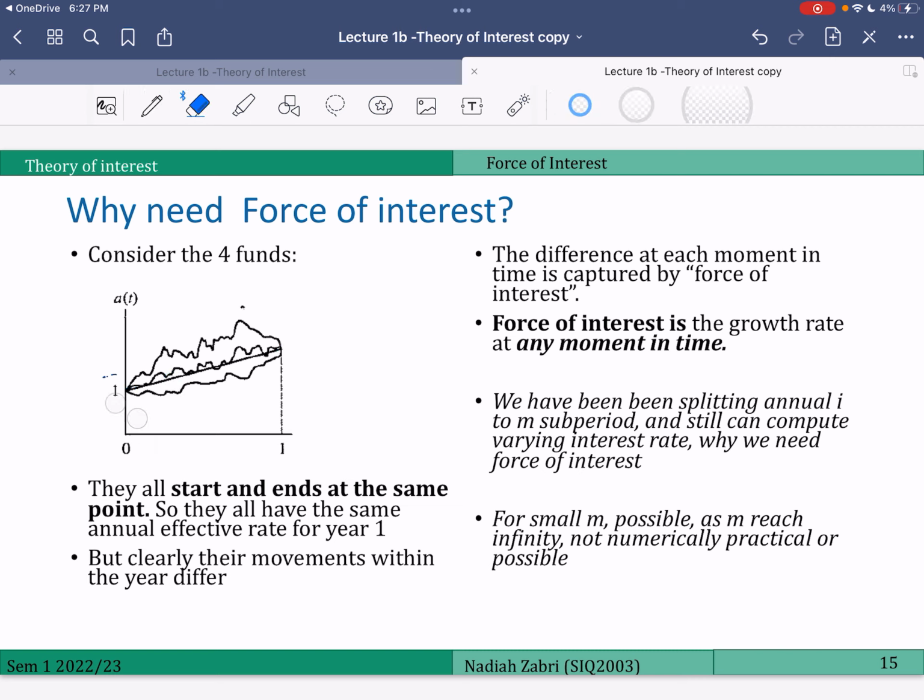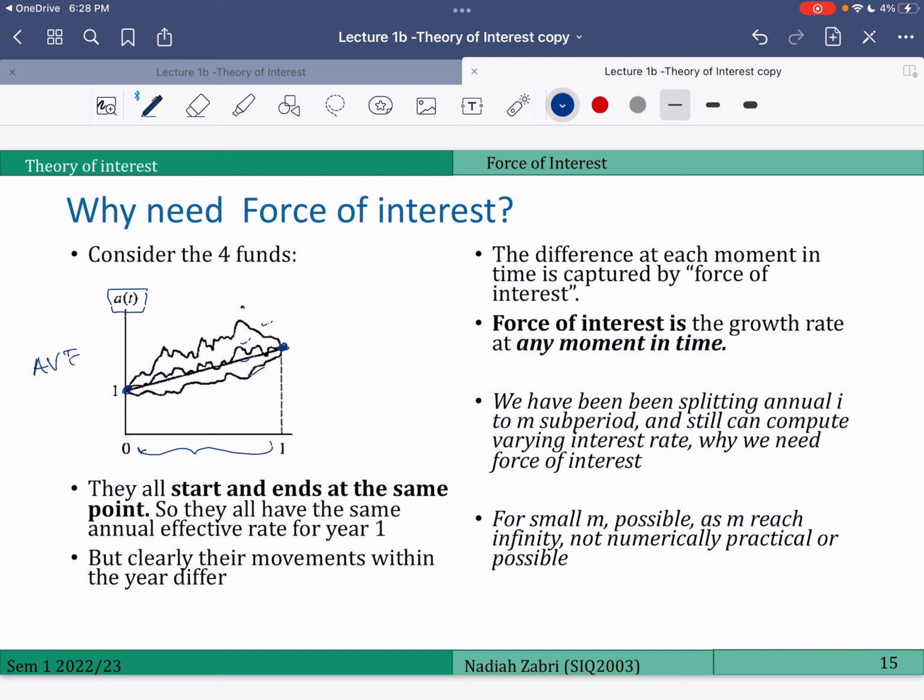Okay, let's look at these 4 funds. There are 4 lines here representing 4 different funds. So this is their AVF, accumulated value function over time. So this is the accumulation function, right? If you see, for all 4 funds, they start and end at the same point between time 0 to time 1. So we can say their effective rate of interest, i, is the same for their first year.